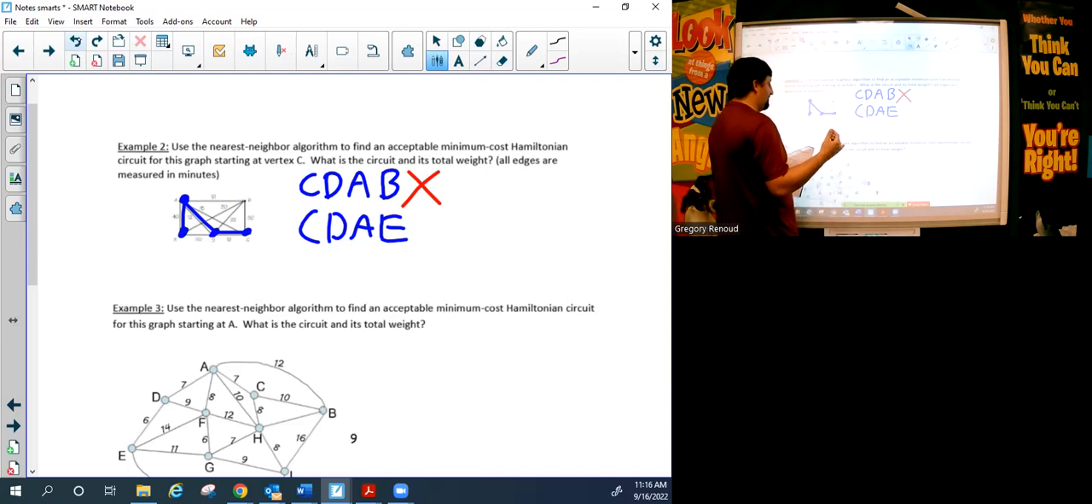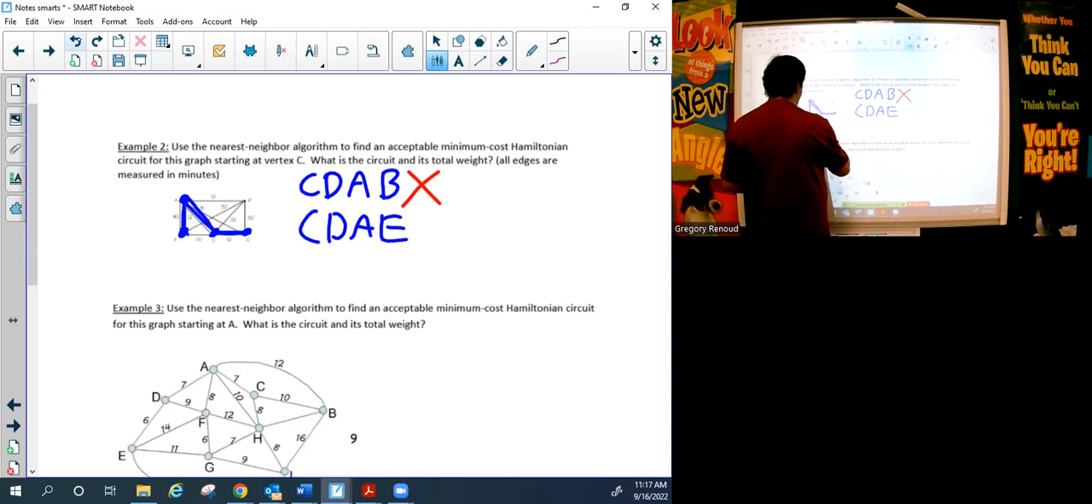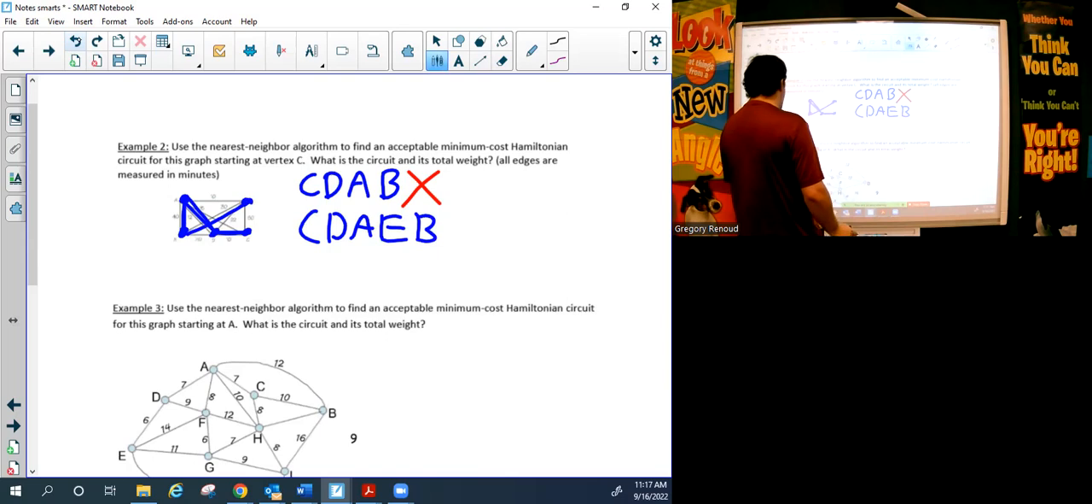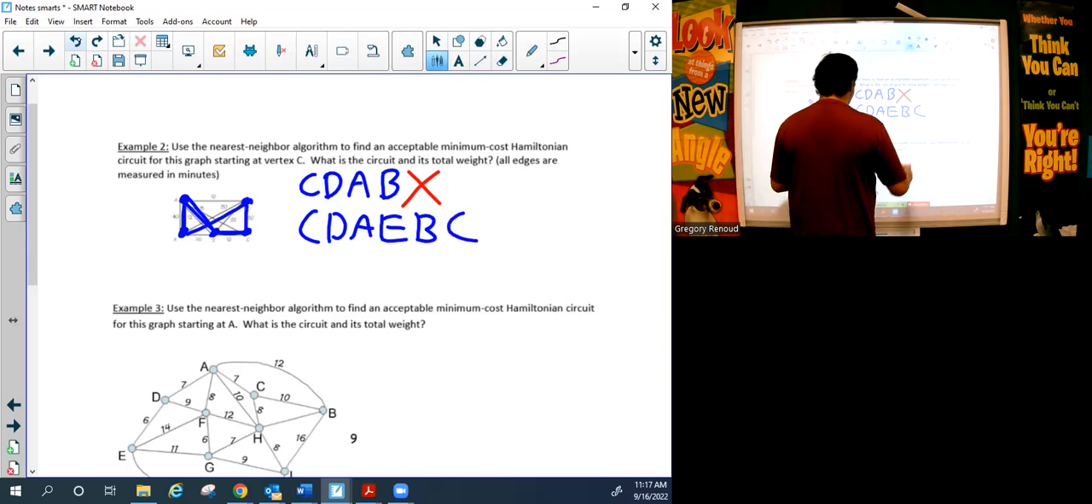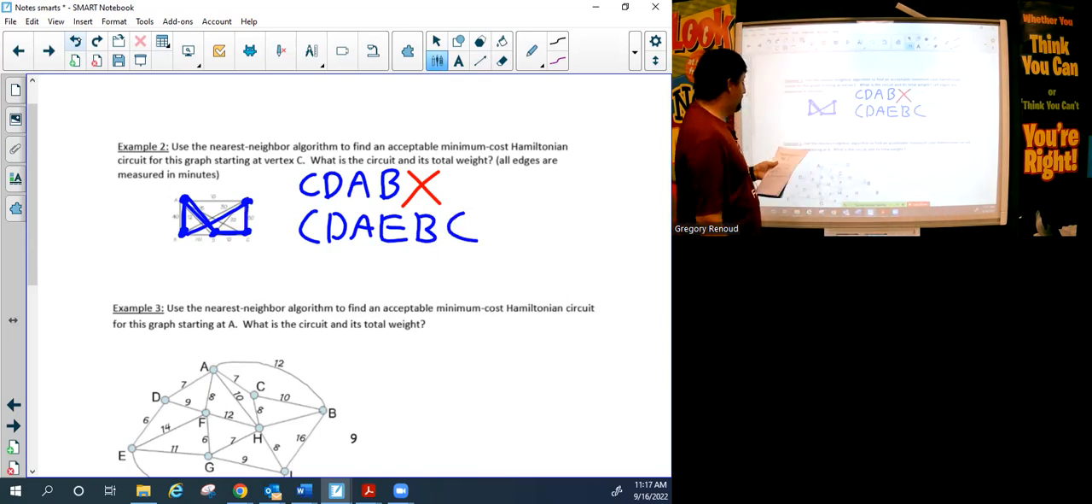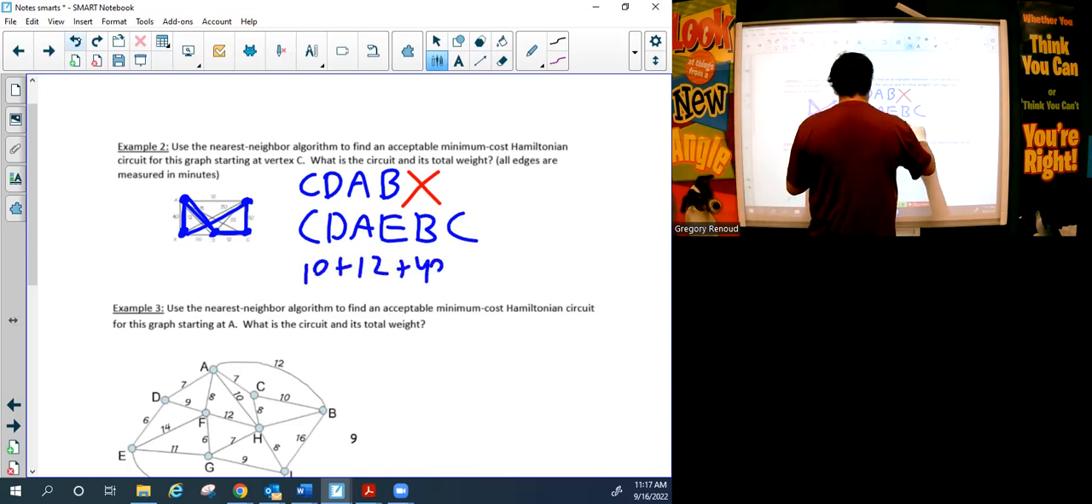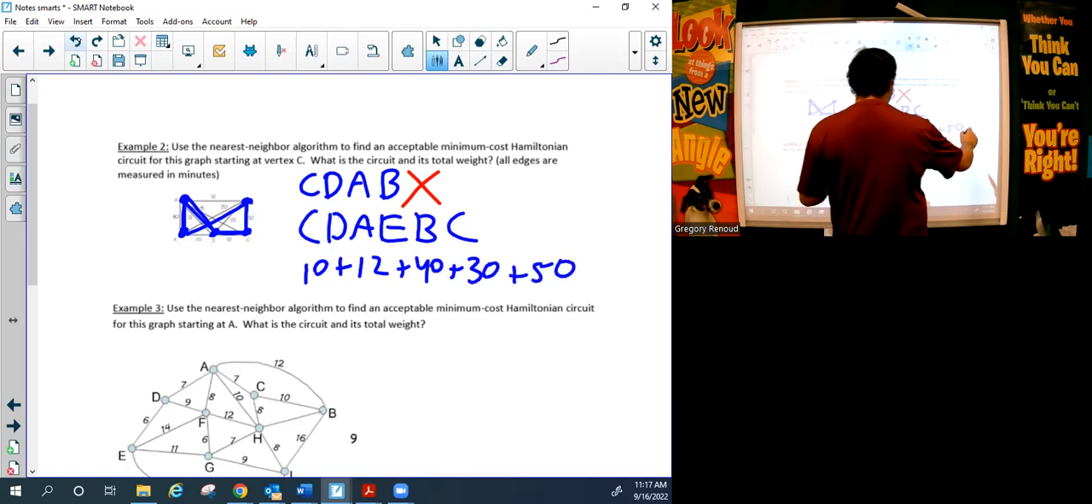So again, to recap, C to D to A, and then even though to B is the lowest cost, we have to go to E, otherwise we cannot finish our circuit. Then we could go to B, and then we could get back home to C. And so our weights there are 10 plus 12 plus 40 plus 30 plus 50, and it comes out to 142.